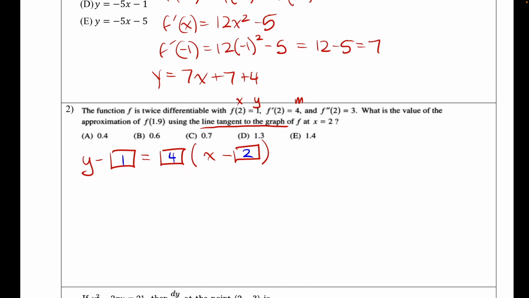This is kind of interesting because I think the second derivative is not used here. It would be useful if the question were whether this is an over approximation or under approximation, which is usually the follow-up question, but that question isn't here.